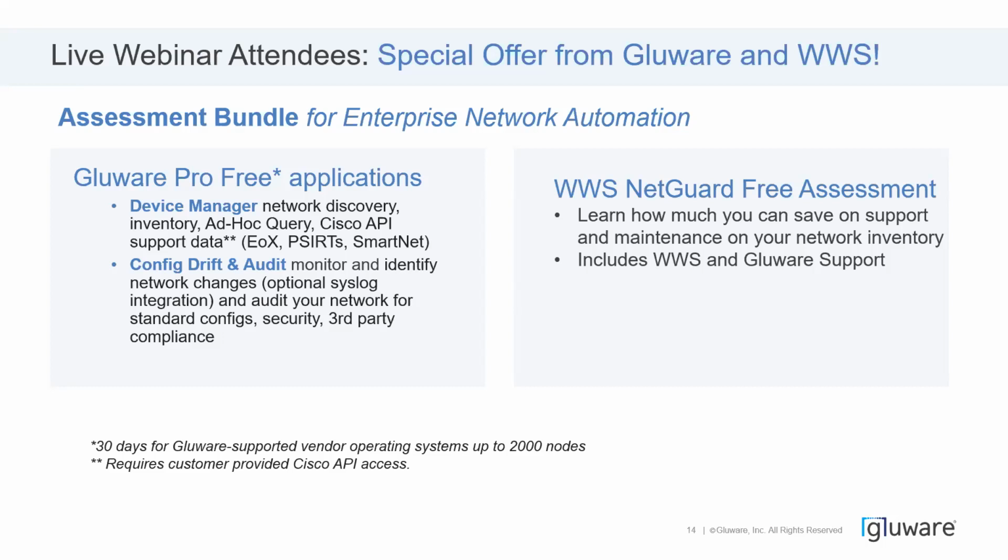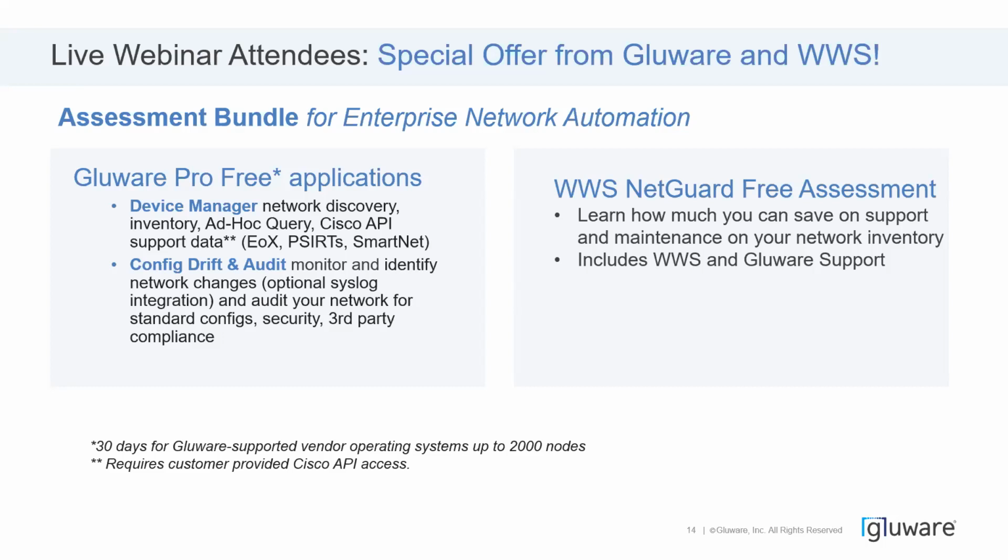Then you also get that Config Drift and Audit app. Drift enables you to see the changes on your network. Audit tells you if you're in or out of policy, and you're executing these on a regular basis. The folks from WWS are going to help you out along with our Glueware support team, so you're going to be fully supported and execute this for 30 days. You're going to have a lot of insight, and then you can decide what your next steps are.